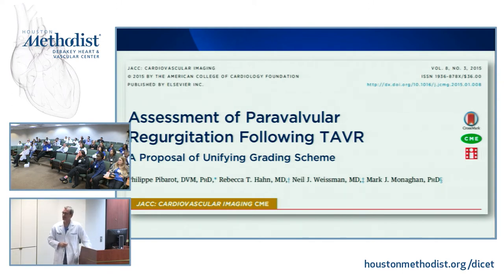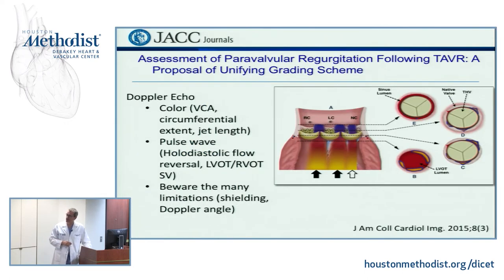So there's a lot of publications out here. This is one of many. It's got some nice figures because it talks about some of the details and where PVL tends to occur, and it tends to occur in these little commissural areas generally, not exclusively, but generally does. Not in any one patient, you can't bank on it.